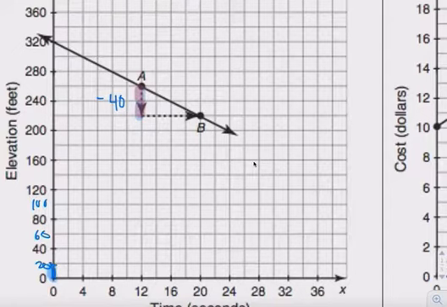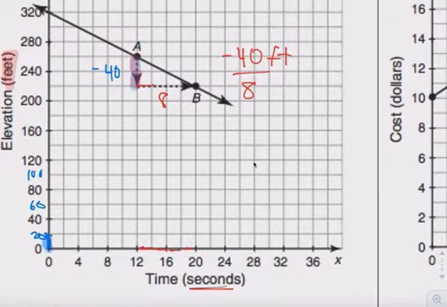Now be careful on the x-axis, the horizontal, this way. This way is down here. It's counting by 2s: 2, 4, 6, 8. So this whole length is 8. So it's going down 40 over 8. Now these numbers mean nothing, so it's important to look at here: 40 feet in 8 seconds.